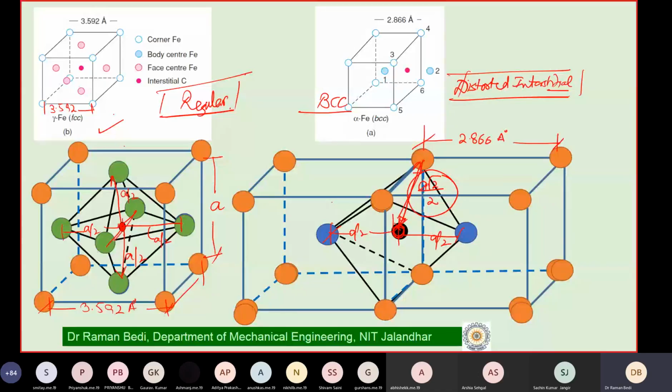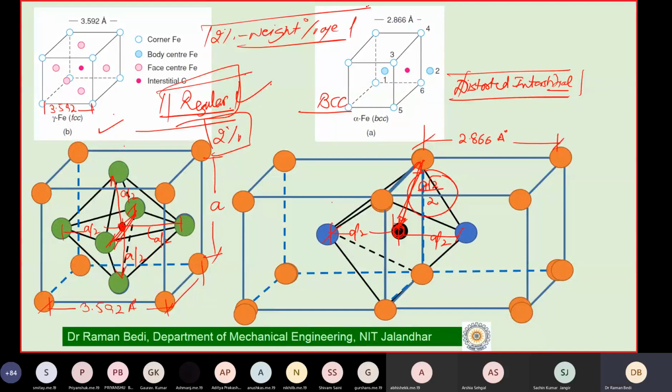Whereas in the case of our FCC lattice here, which is gamma iron, we find that although the number of sites is smaller, their size is larger and the void size is more regular, and that is why we observe that the solubility limit happens to be almost 100 times higher than in BCC. That's 2%. But keep it in mind that I'm referring to 2% here in terms of weight percentage. In our next slide, we'll try to calculate how it works out in the form of atomic percentage.